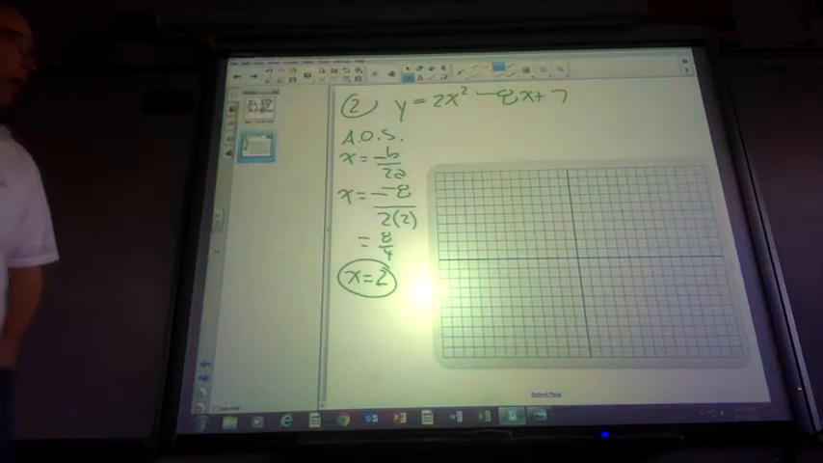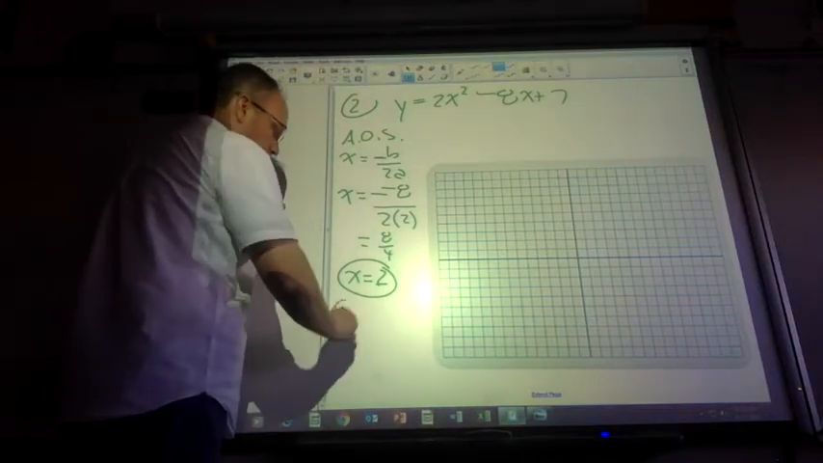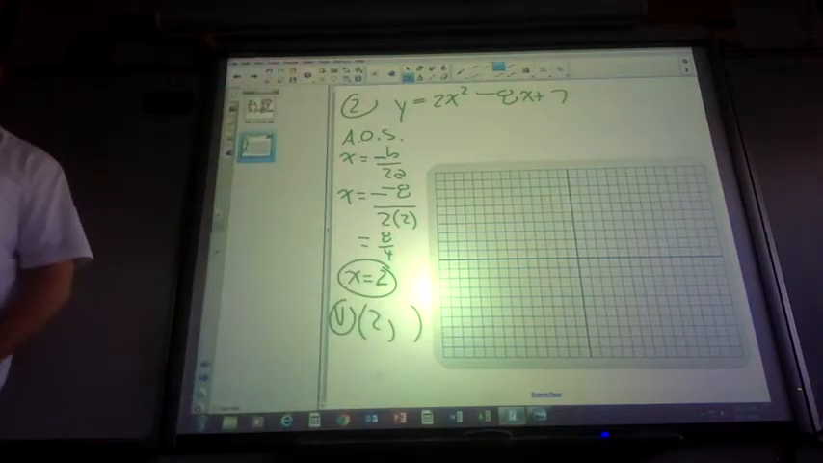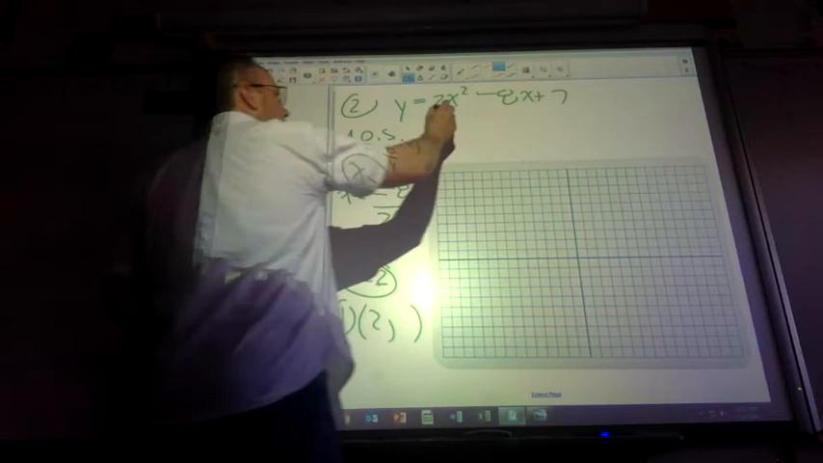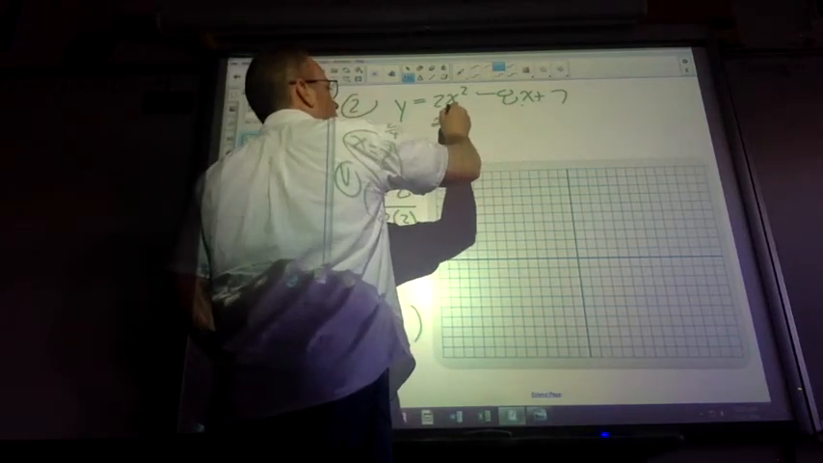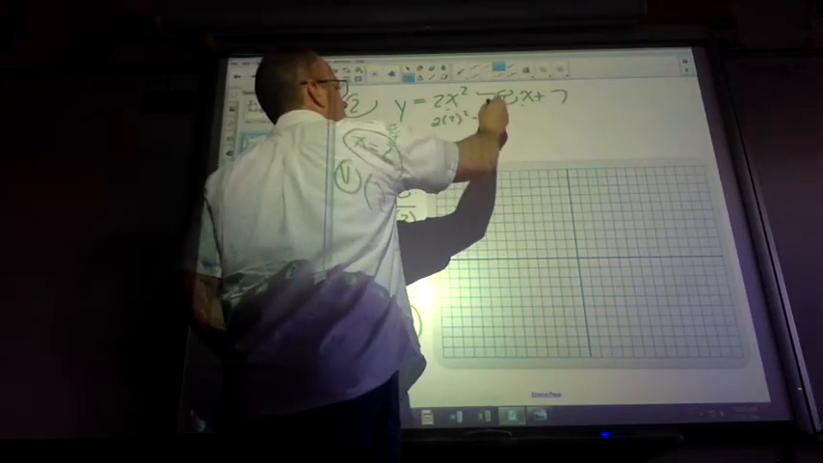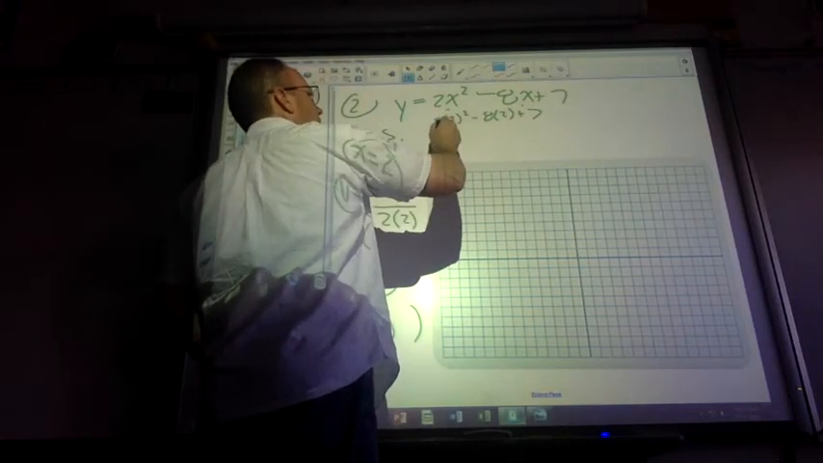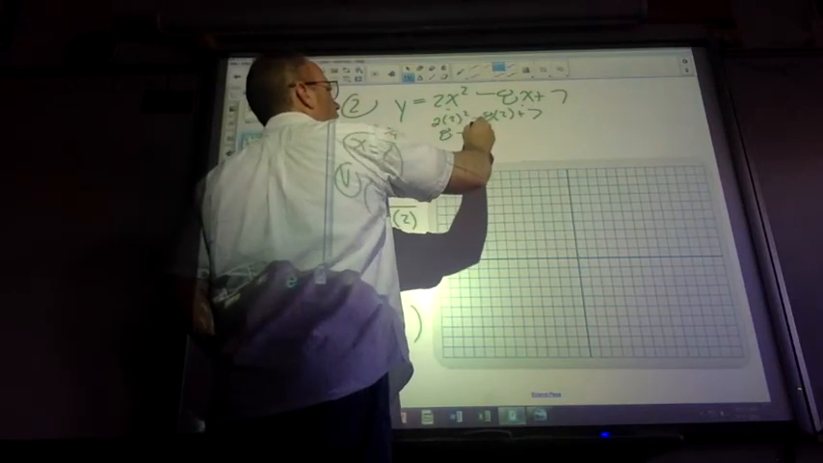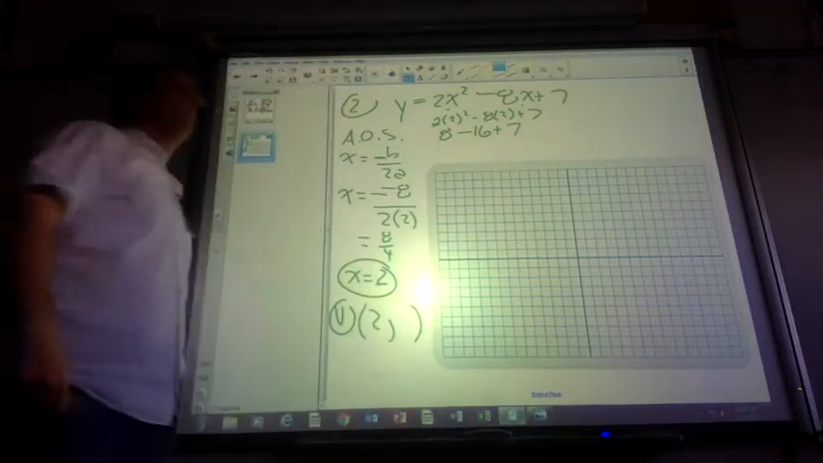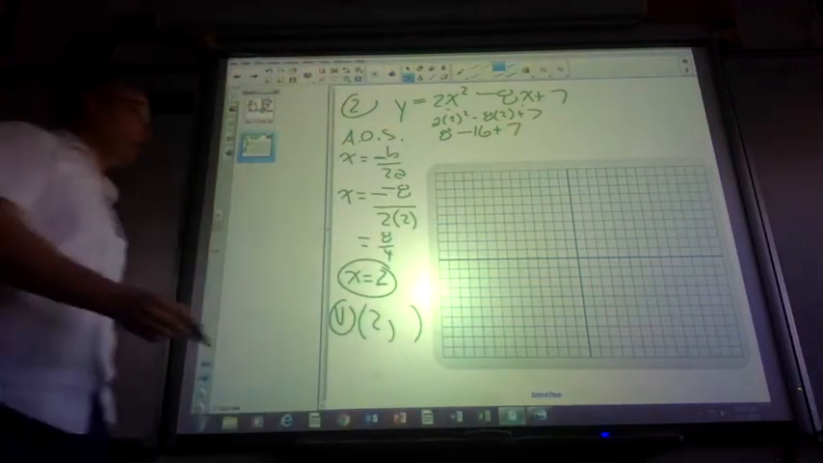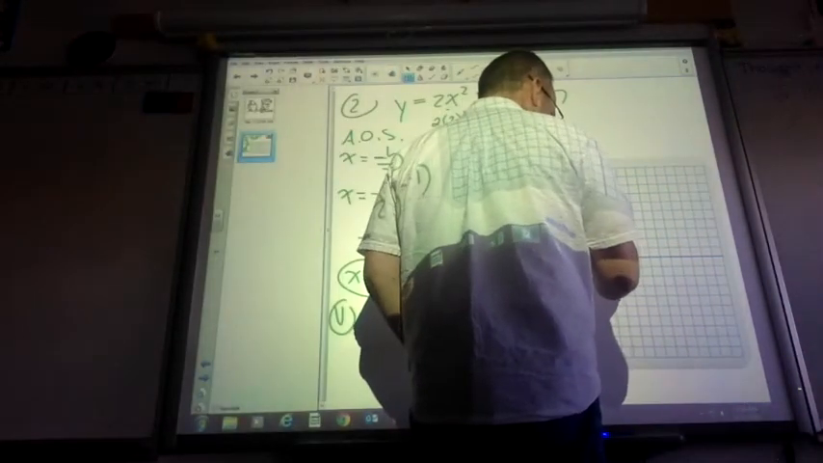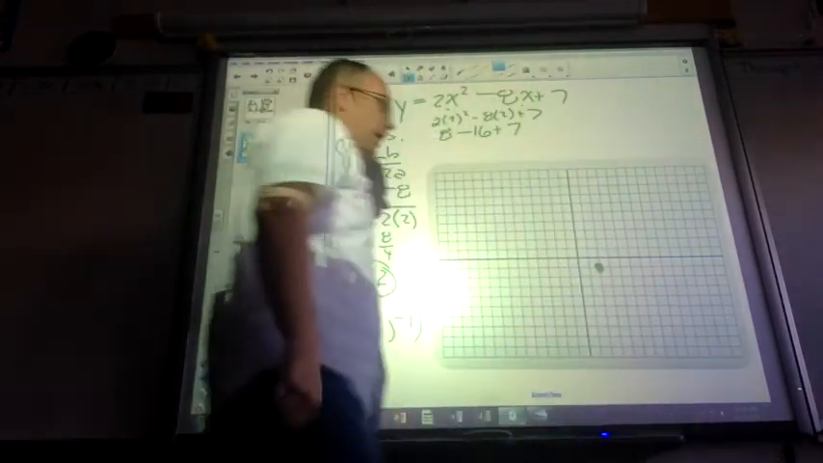All right. So my vertex is going to be 2 comma something. How do I find the something? Plug it back in. So I'm going to plug 2 back in here and here. So I get 2 squared minus 8 times 2 plus 7. 2 squared is 4. 4 times 2 is 8. Negative 16 plus 7. Negative 1. Perfect. So 2, negative 1.